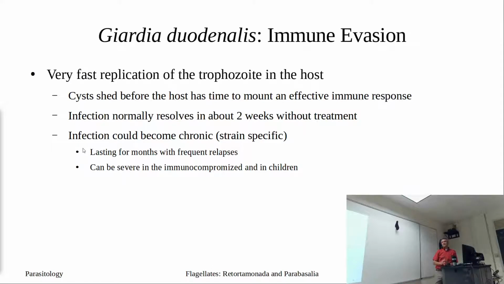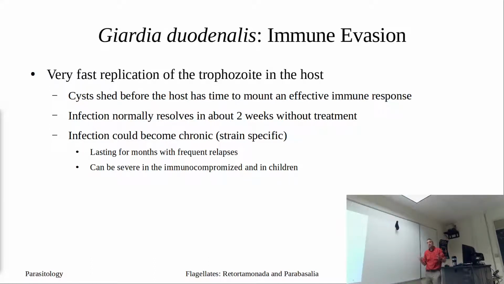So how does this parasite evade the host's immune system? Quite simply, it outruns it. Very fast replication of these trophozoites, so much so that the cysts are being formed and are shedding from the host before an effective immune response takes hold. It happens quickly. Now, if left untreated, your body normally wipes it out in about 2 weeks.